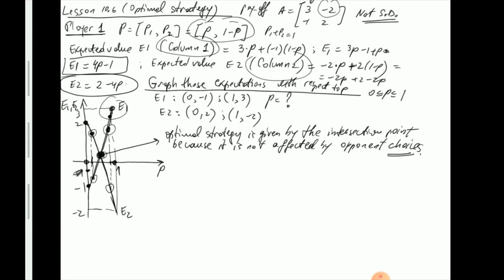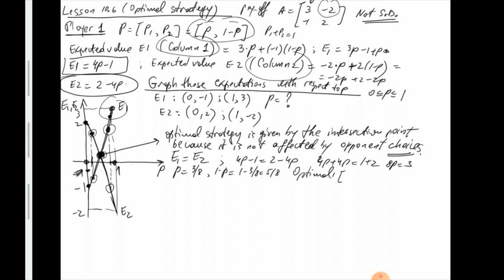So how do you find the intersection point? Well, you set the two expected values equal to each other. That means p minus 1 is equal to 2 minus 4p. Move the terms around: 4p plus 4p equals 1 plus 2. 8p equals 3. P equals 3 over 8. And automatically 1 minus p will be 1 minus 3 over 8, which is 5 over 8. So the optimal strategy for player 1 will be 3 over 8, 5 over 8.